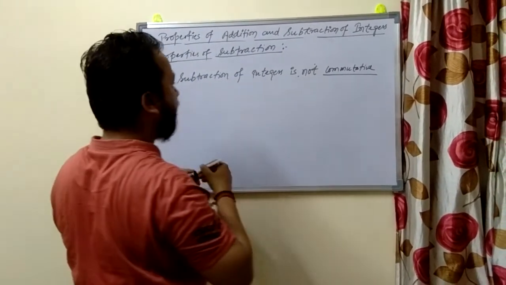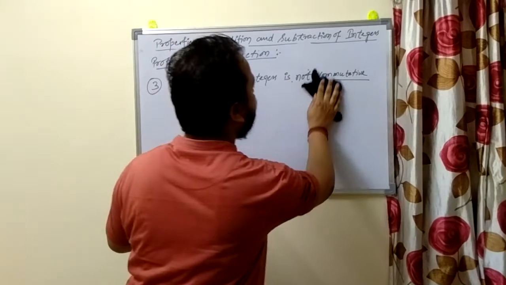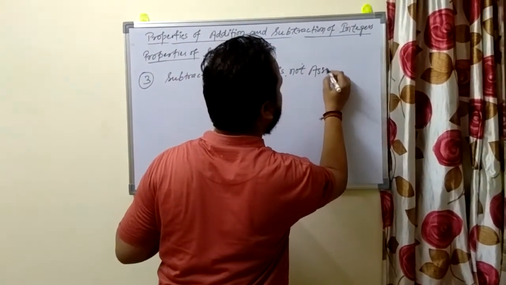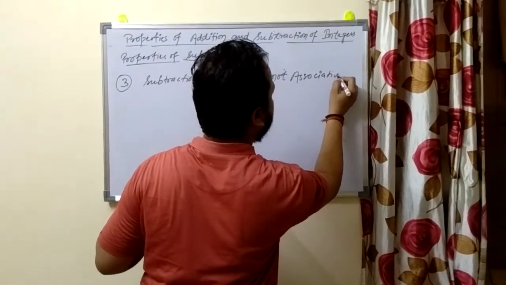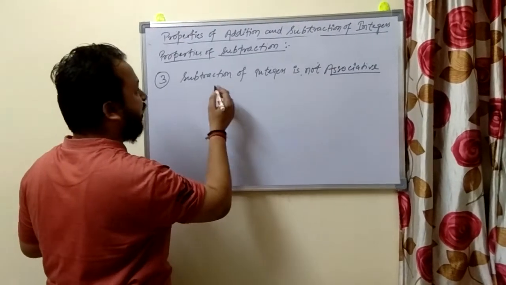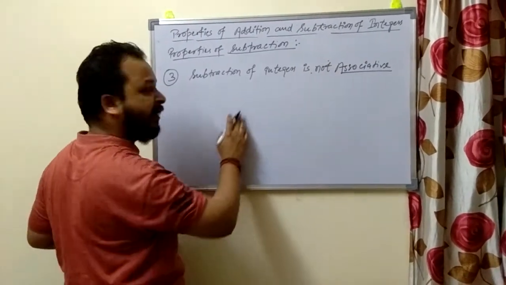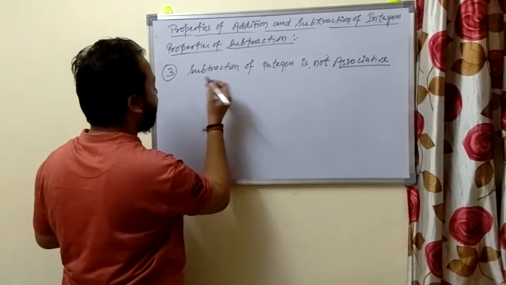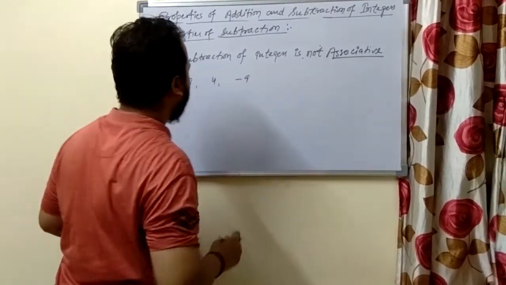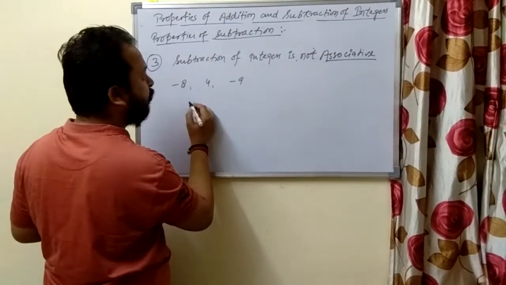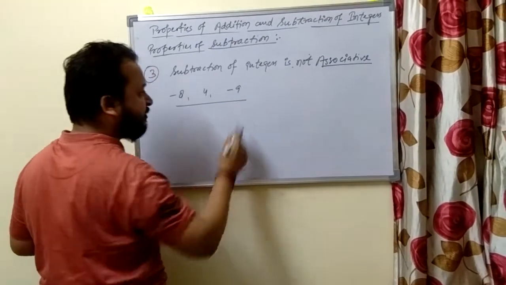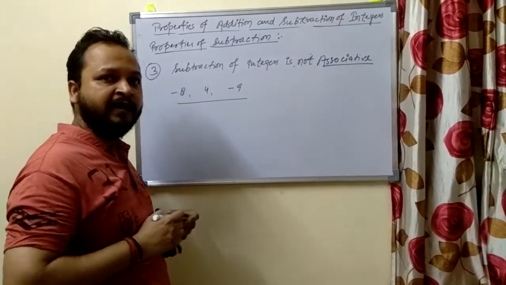Come to the next property. Third property is that subtraction of integers is also not associative. Right? And in the associative property we are taking three integers. So let us consider three integers, minus 8, 4, minus 9. And you know how to solve for the associative property. Solve this and send me the answer, right?